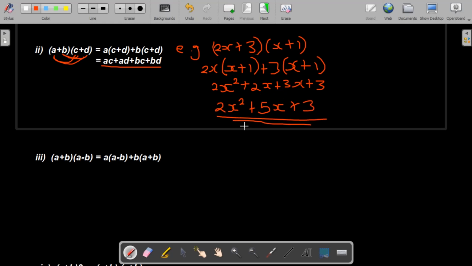So this is the same. So that's the answer there. So that is what we do if you have been given this. If you have been given something which is in brackets, you're multiplying terms in brackets by the other terms in brackets. Okay, we move on.